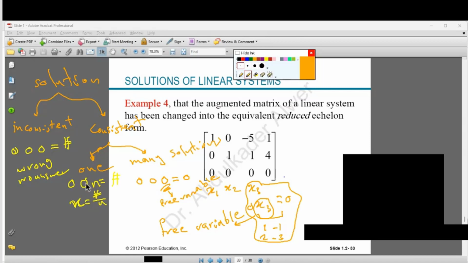For one solution, it's 0, 0, n. Also, this here included 0. One solution. 0, 0, 0 equals a number means no solution because it's wrong. So, give the idea or repeat.